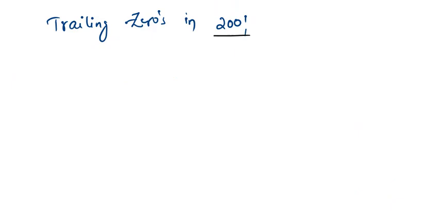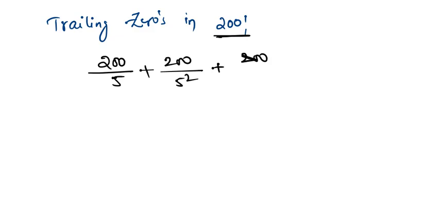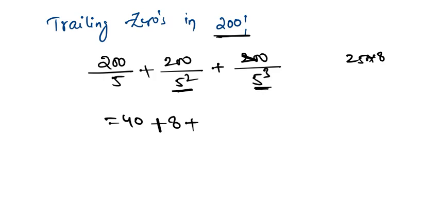Number of zeros in 200 factorial will be equal to 200 by 5 plus 200 by 5 square plus 200 by 5 cube. 200 by 5 equal to 40. 200 by 25, 25 times 8 equal to 200. 5 cube equal to 125. 200 by 125 will be equal to 1 time. 40 plus 8 plus 1 will be equal to 49. Number of trailing zeros at the end of 200 factorial is equal to 49.